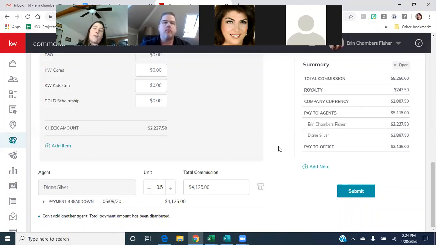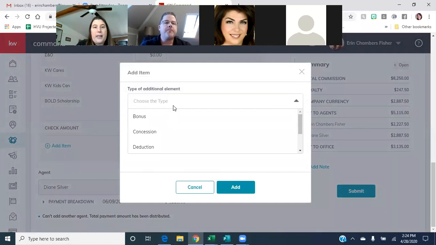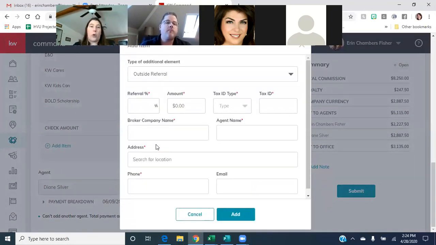And this is actually another option for you, Matt, too. What I'm going to show you right now may be something else that would work for what you're looking for. So if you're adding a referral, you're going to hit this button here that says add item. And then it's going to open up: is it a bonus? Is it a concession? Is it an inside referral, which may work, Matt, for what you're talking about? Or an outside referral, which would be a referral to another agent.